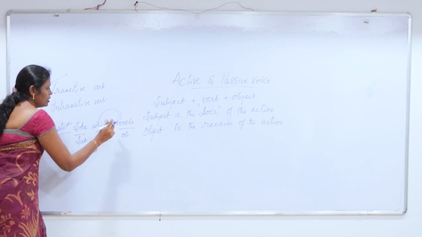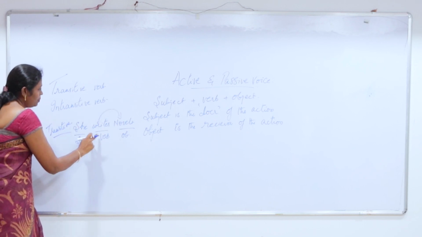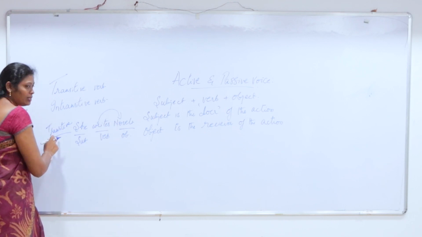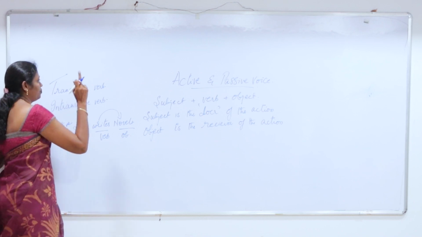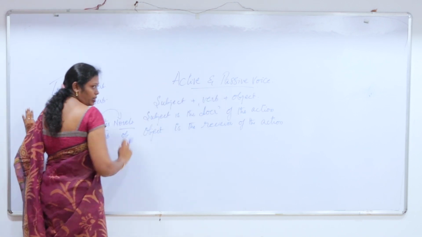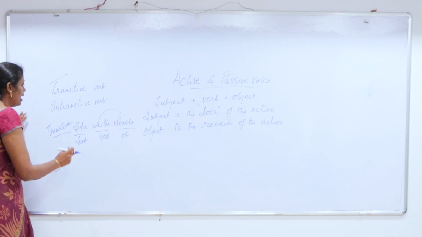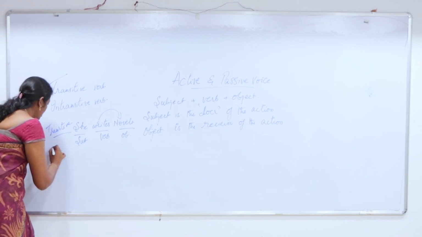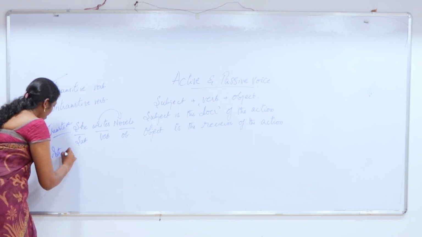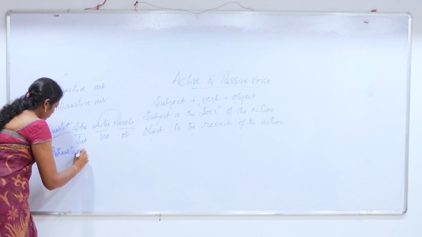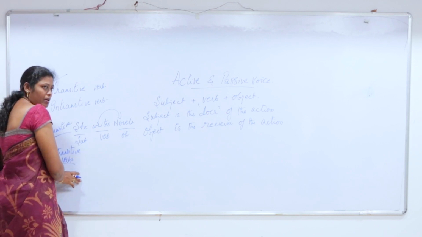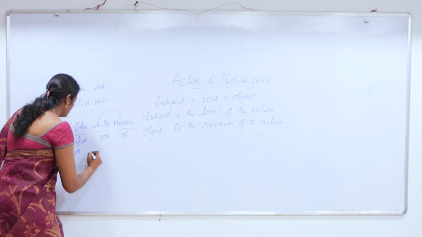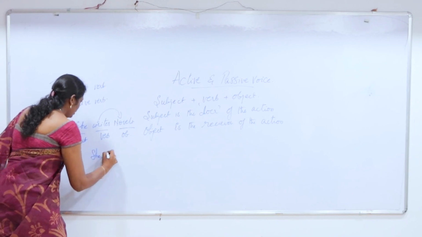The verb which has an object is called the transitive verb. Only transitive verbs can be converted into passive voice. Very simple. And the next point is intransitive verbs cannot be changed into passive voice. So what do we mean by intransitive verb? It is simple.